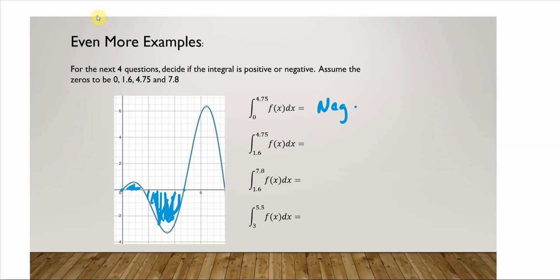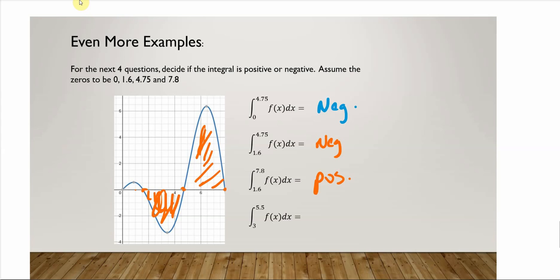What about from 1.6 all the way to 4.75? Well, from here to here is going to be below, so it is negative. What about from 1.6 to 7.8? And 7.8 is over here. So I'm going to notice that this one is larger than this one. So it's going to be positive.